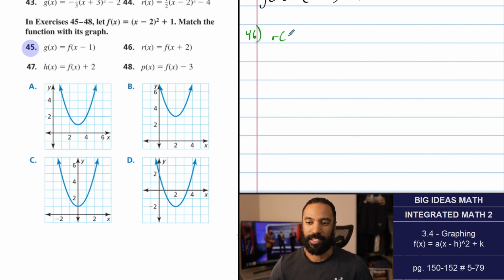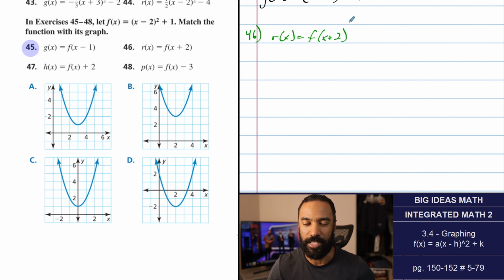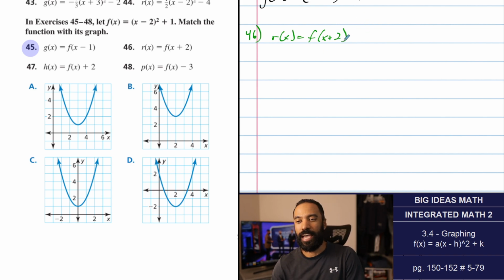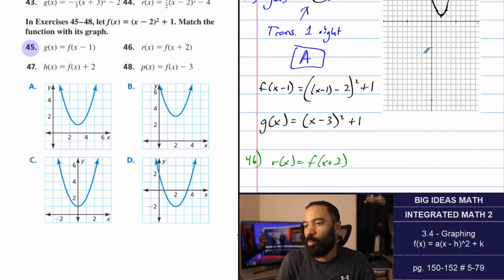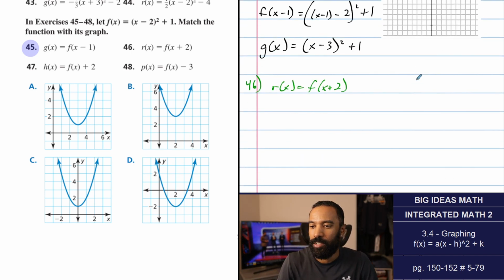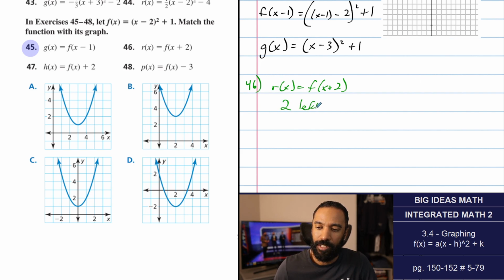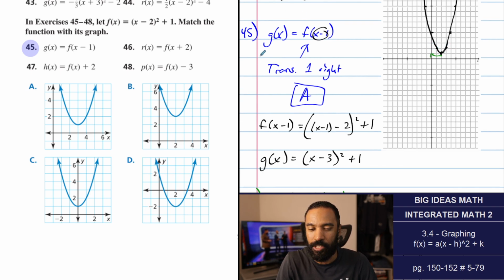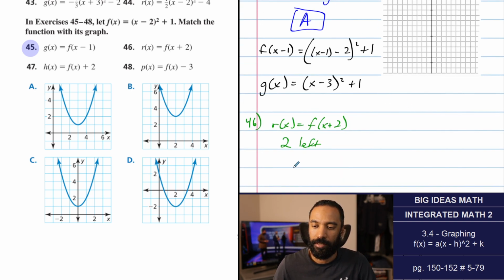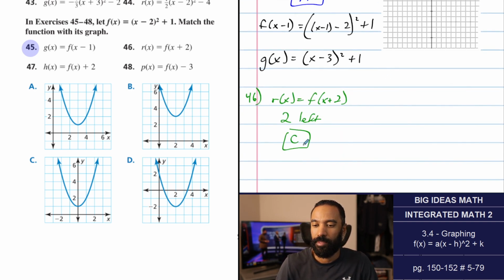Number 46. We have r of x equals f of x plus 2. Once again, it's kind of an x minus h deal, if you will. The x plus 2 would make this thing go 2 to the left to graph it. So where's 2 to the left of here? So 2 left, that's what that means, just like when it's inside the function. 2 left is at the y-axis at 0, 1. And that's going to be letter C.